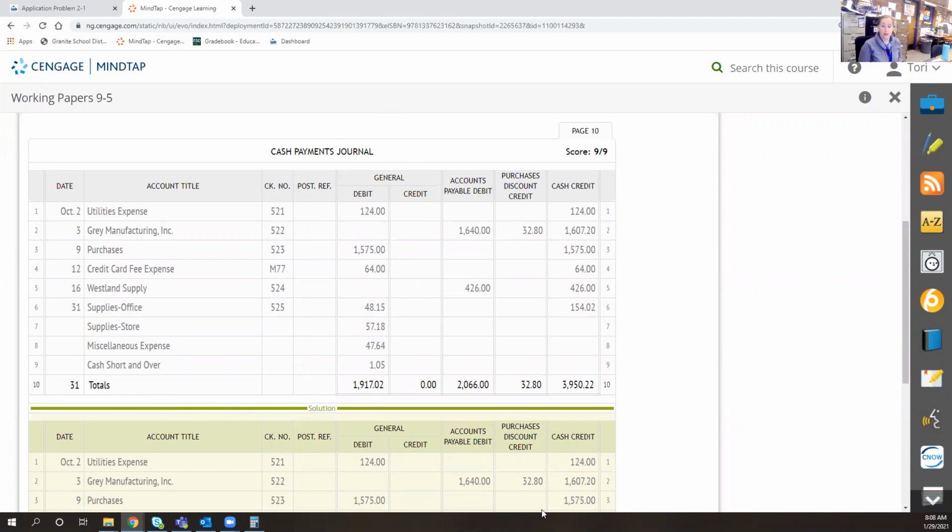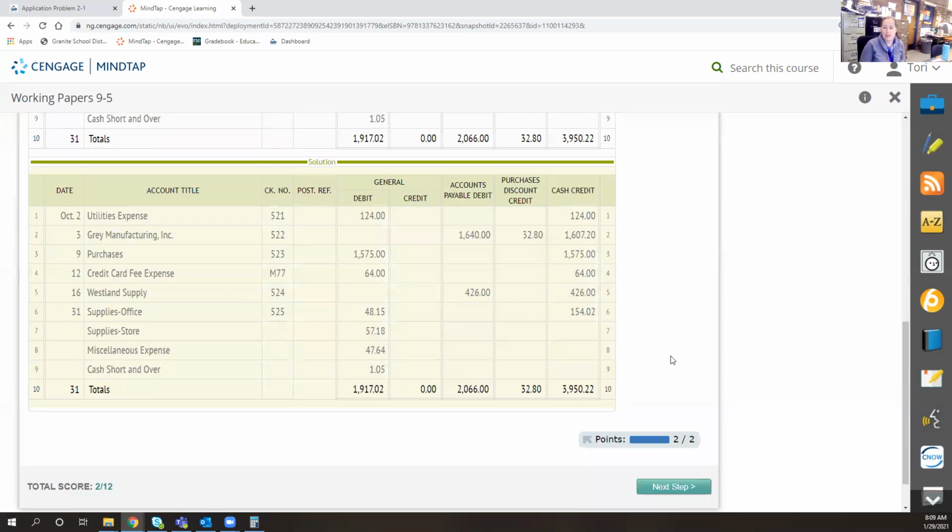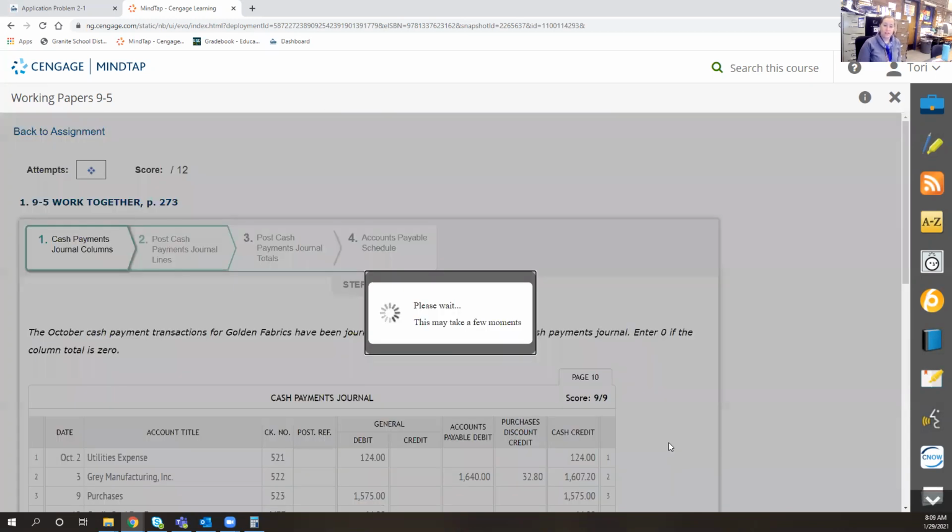So you add up all, the debit would be 1917.02, 0 for general. On the credit, accounts payable was 2,066. Our discounts was only 32.80, and then our cash that we actually credited was 39.50 and 22 cents. So that is the first step.